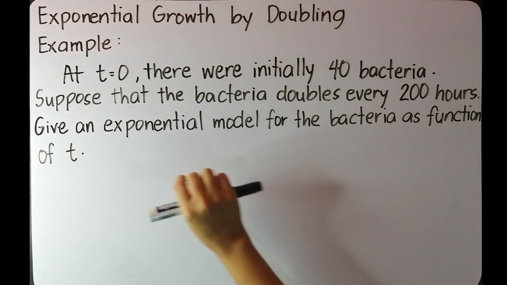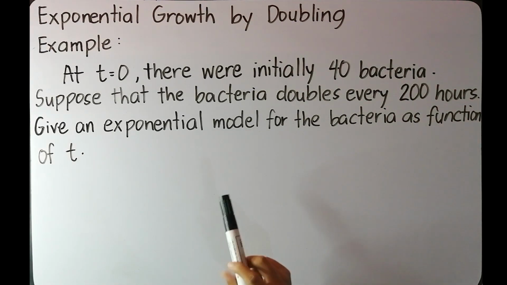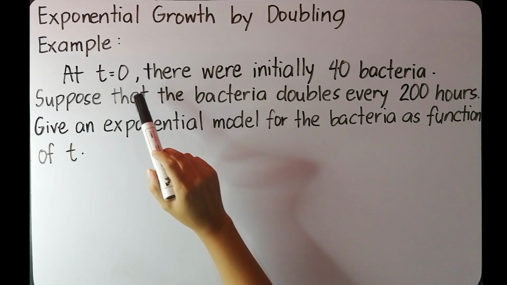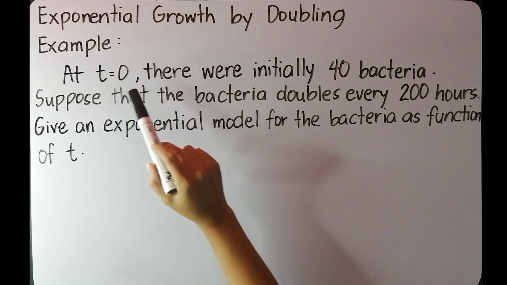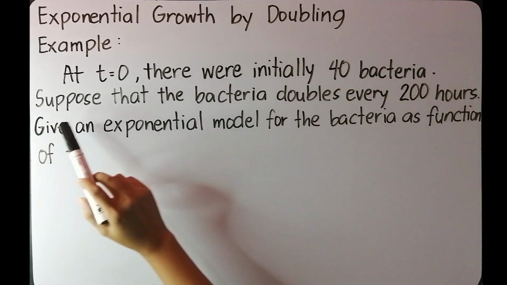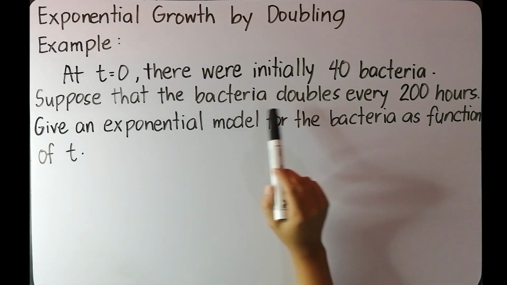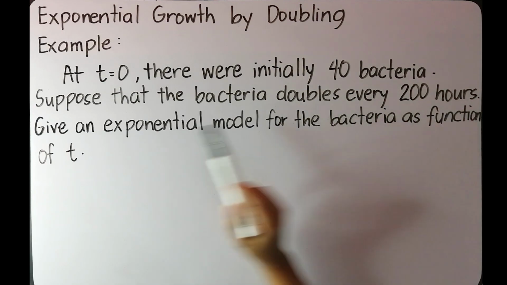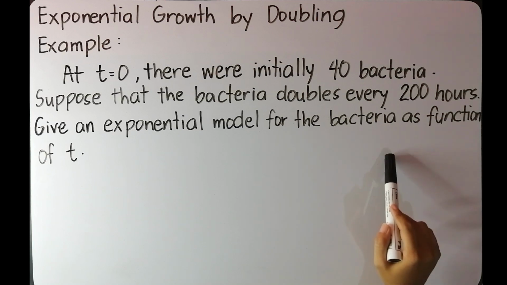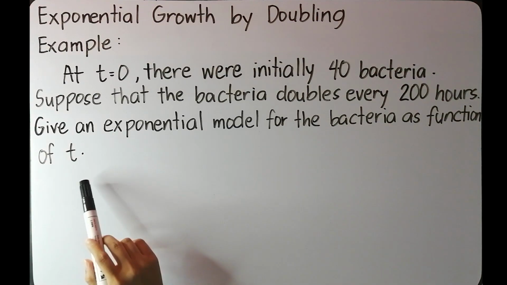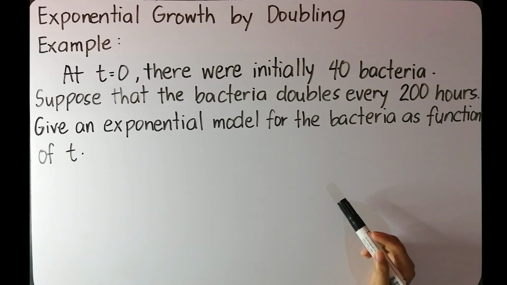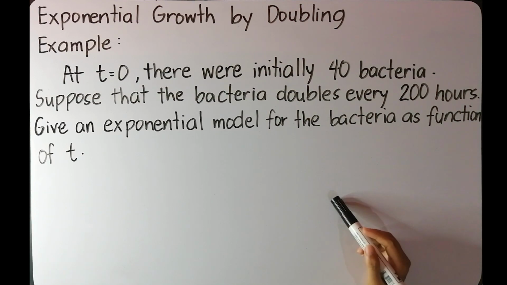So we have here an example problem in exponential growth by doubling. At t equals 0, meaning the initial time, there were initially 40 bacteria. Suppose that the bacteria doubles every 200 hours. Give an exponential model for the bacteria as a function of t. So let's try to solve this particular application.